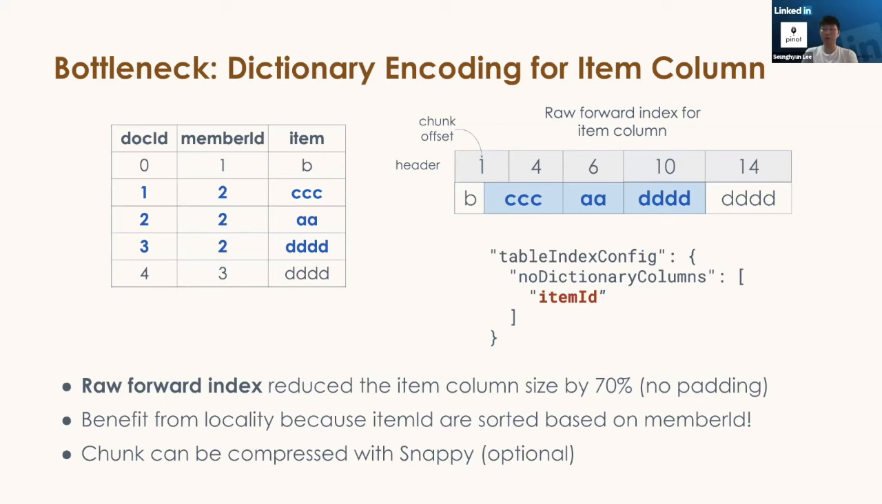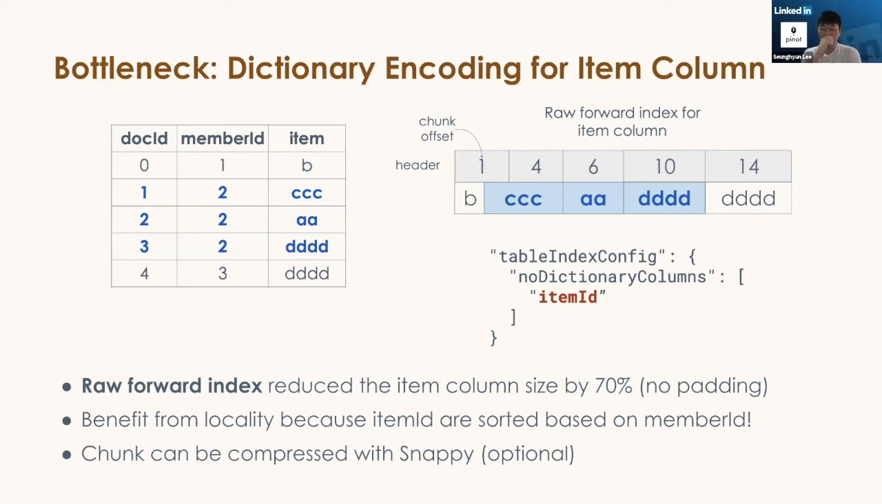So the raw forward index directly eliminated all the padding issues, and it reduced the item column size by 7%. Moreover, we were also able to get a benefit from sequential IO. Because the data was sorted on member ID, all the item values that we needed to scan were actually stored together in a chunk.